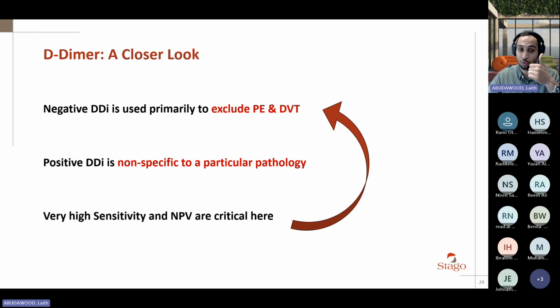So sensitivity has to do with the dimer itself. Negative predictive value has to do with the disease, PE and DVT. All right? Don't mix the two. Sensitivity is the thing that I'm measuring. Negative predictive value is the disease that I'm trying to look at.